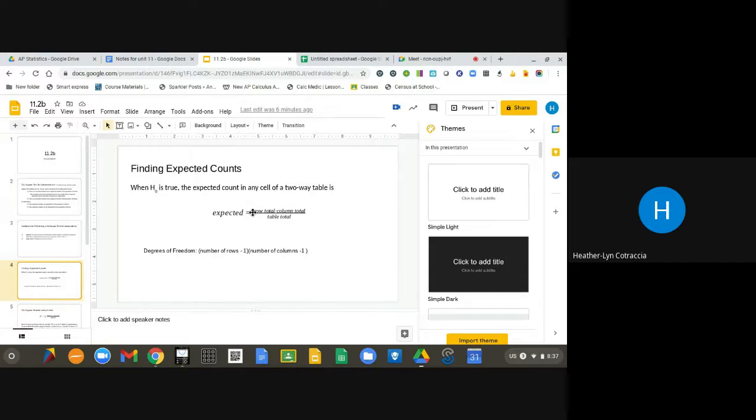So slightly different from goodness of fit. So goodness of fit, they need to tell you the proportion or how to figure out what the expected counts is. For homogeneity or for association, to find your expected counts, you do your row total times your column total, and then divide that by the total. And again, your degrees of freedom is not going to change. That's your number of rows minus 1 times your number of columns minus 1.